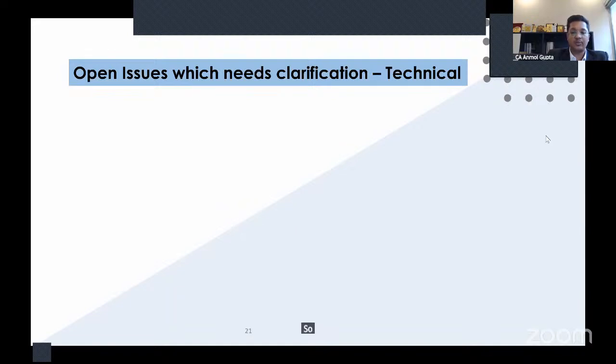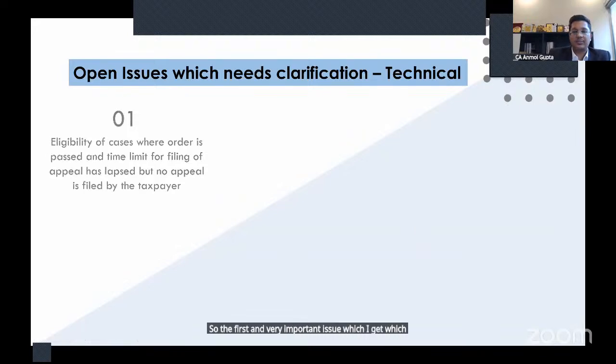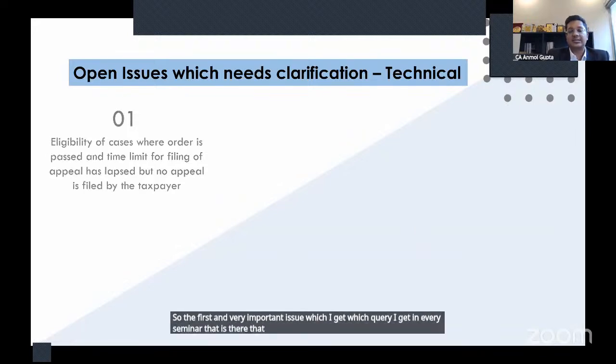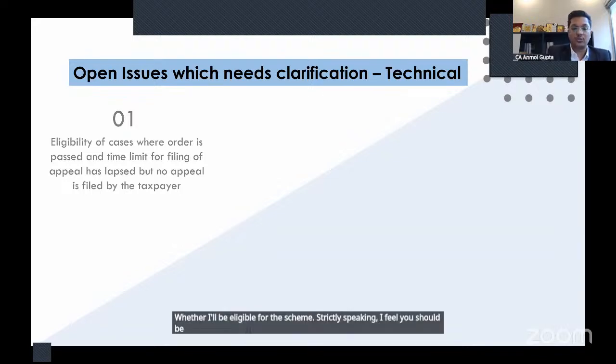The first and very important issue, the query I get in every seminar, is: in case I received an order, but I deliberately did not file any appeal, or I could not file the appeal within the given time period, and the time period has now lapsed, whether I will be eligible for the scheme. Strictly speaking, I feel you should be eligible and you should apply under the scheme. However, we have also applied to the Honorable CBIC to issue a suitable clarification on this so that there are no different views.